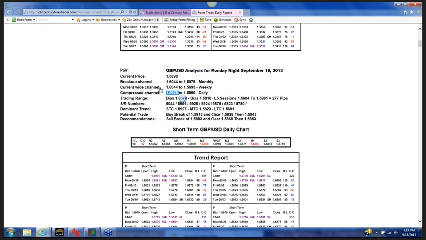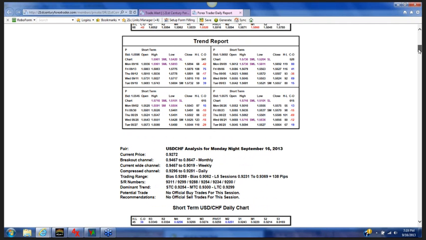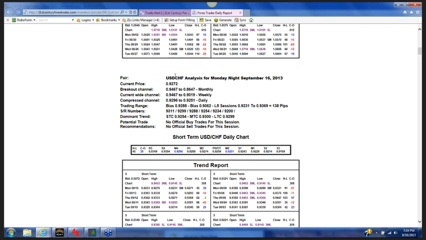But again, not a 3 of 3 channel, so I'm not going to mark it on my chart, and I'm certainly not going to park an order there right now until we get a little bit more data coming into the remainder of the week.